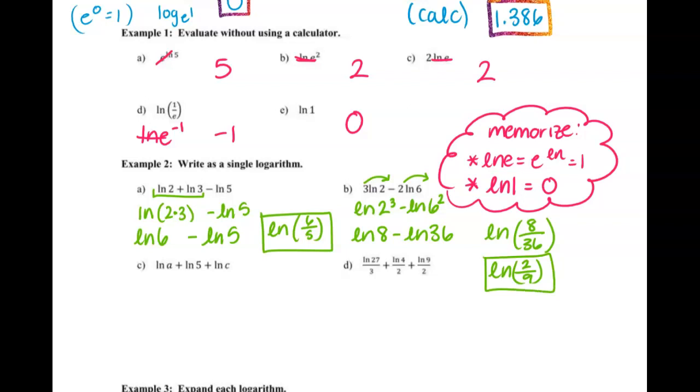And what is that? What are either of these answers in A and B? Only a calculator can tell you. I don't have a clue.